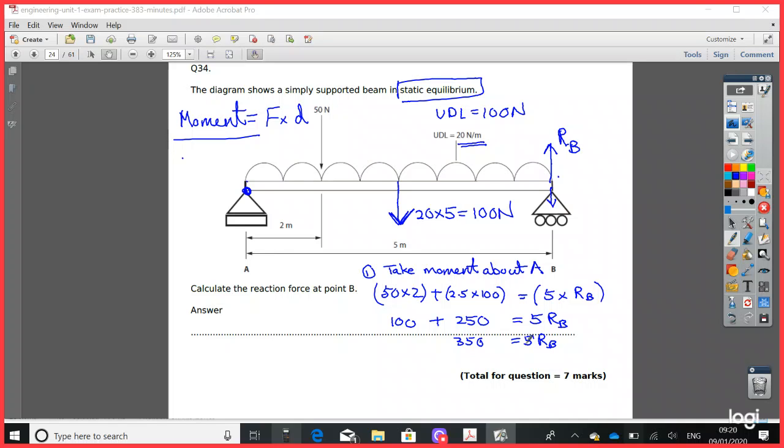How do we get rid of the 5? Well, it's multiplying, so I divide this side by 5. I must divide this side by 5, leaving you with just RB on one side of the equation. And so the reaction force, therefore, is 70 newtons. And that is your 7 marks.